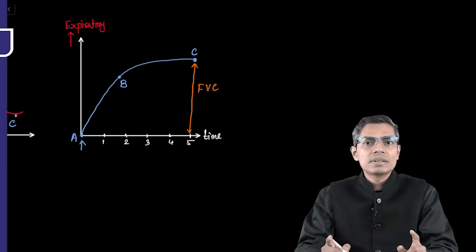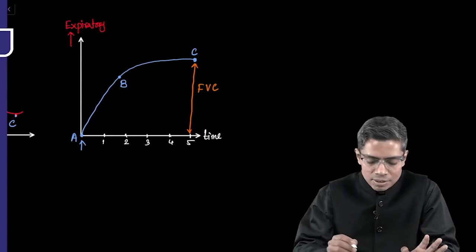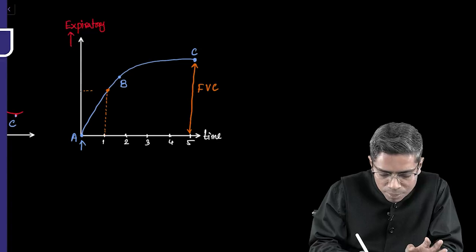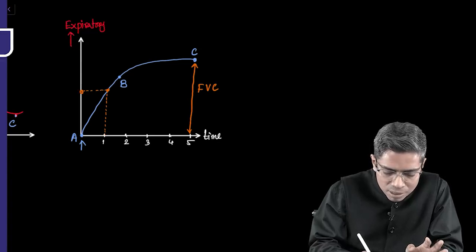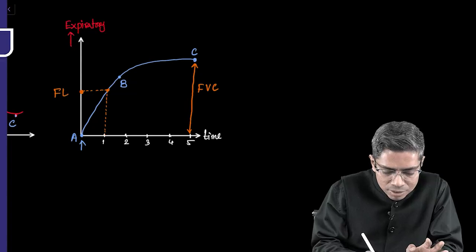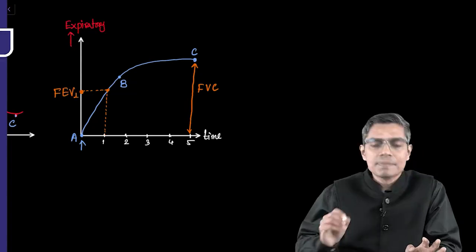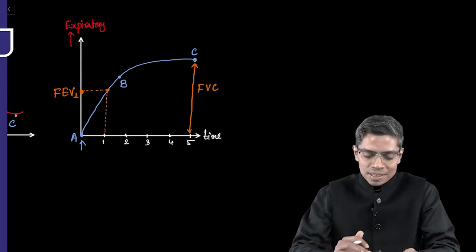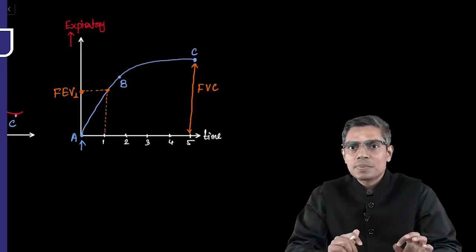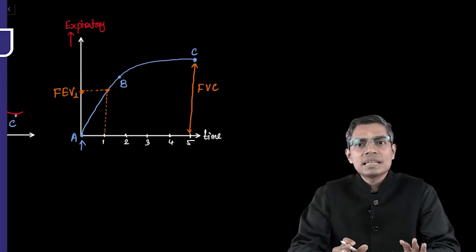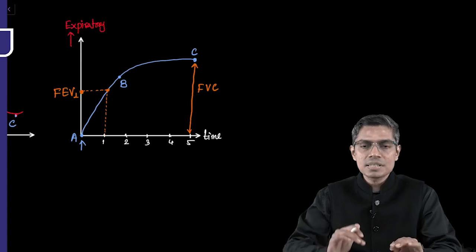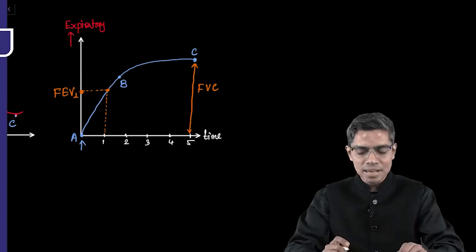If I want to measure the FEV1 from this recording, very simple. You drop one perpendicular from this 1 second point, and from there you drop a perpendicular on the y-axis. Whatever volume you get there will be known as FEV1, right? So the advantage of this graph is that the expiratory portion is directly plotted, and the calculation of FEV1 and FVC is much easier from this curve, right? So this is the first recording in the digital spirometer.